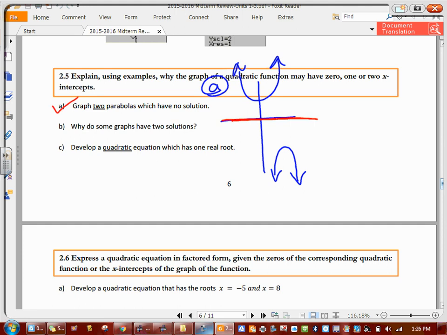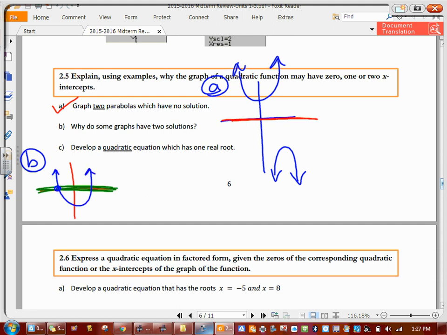Some graphs have two solutions. So on a different graph, I'm going to draw it down here, and this is letter B. Two solutions means it's going to touch the x-axis twice. So my x-axis, I'm just going to draw in green here, and we need to touch it twice. So we could have a parabola going up, and we touch twice, or we could do that in reverse, make it go upside down, and you could touch twice as well. Okay? That is letter B.